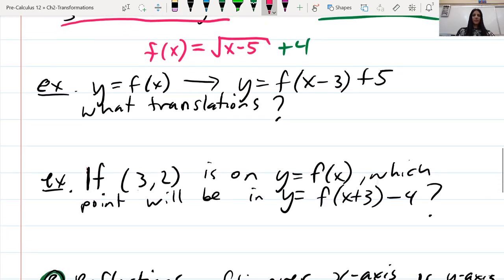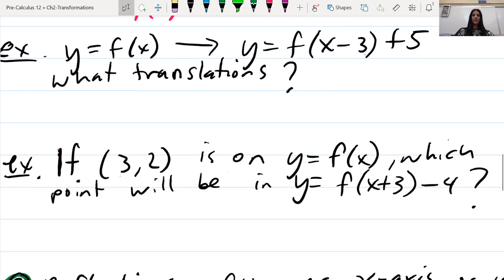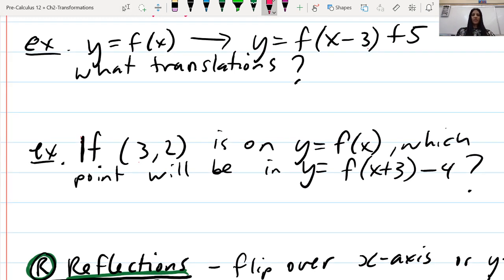Okay, using a similar approach, let's do the opposite kind of. So for this next equation, y equals f of x becomes y equals f of x minus 3 plus 5. So what translations have happened for my equation to look like this? The 3 is with the x, so we know we're talking horizontal translation. We can abbreviate that. And we want to say how many, so I would say 3 units. And we want to say which direction. So if this is minus 3, I would say it's to the right.